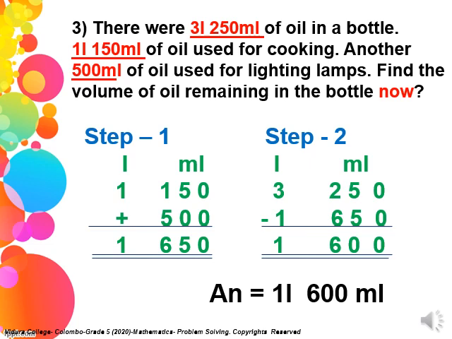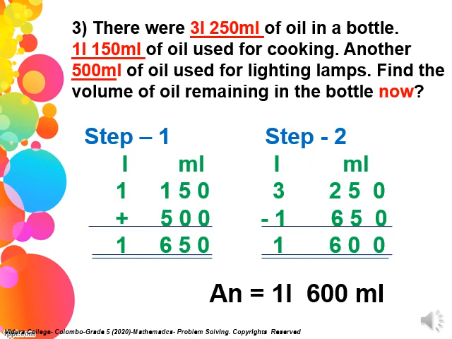So let's do this in a very simple way. First of all, we'll find the total volume of oil we used. We used for cooking and for lighting lamps. So step 1 is addition. Why? You are finding the total volume we used. So then 1 liter and 150 milliliters plus 500 milliliters. The answer is 1 liter and 650 milliliters. So now we know the volume of oil we used, that is 1 liter and 650 milliliters.